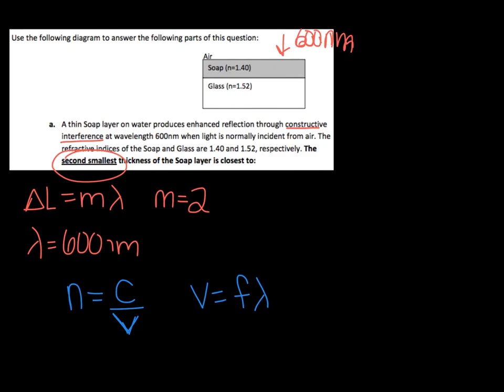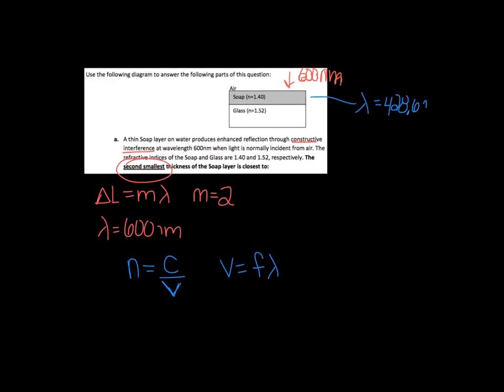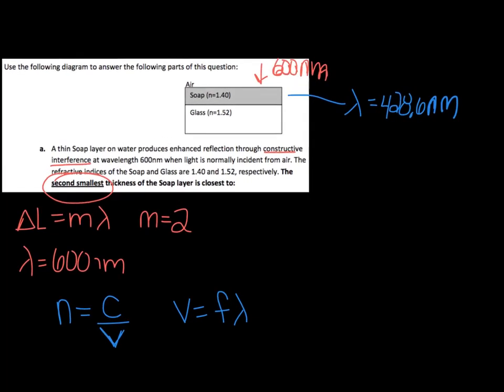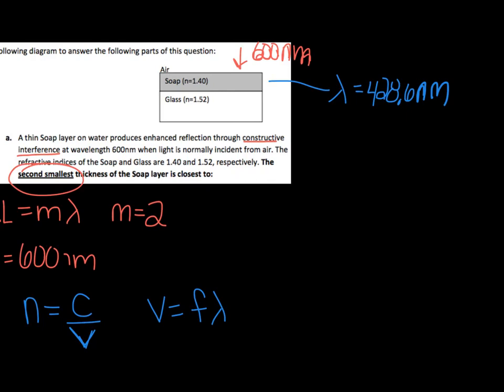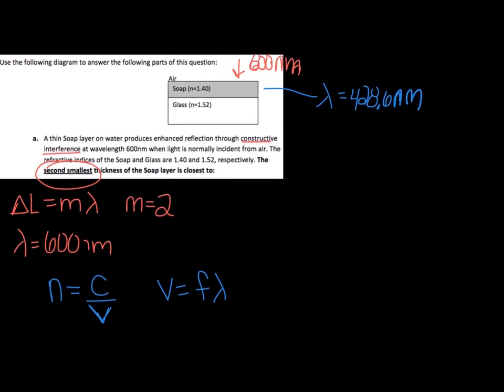I know that the wavelength of light in soap is 428.6 nanometers. In soap, it's 428.6 nanometers. Okay, and I want constructive interference. So that means that when it comes down and back, I want it to be a multiple of a wavelength, but I have to wait and check, did it flip?